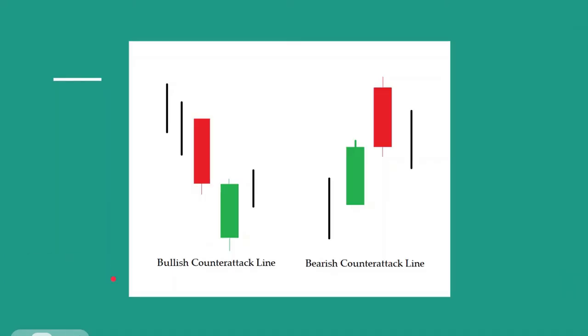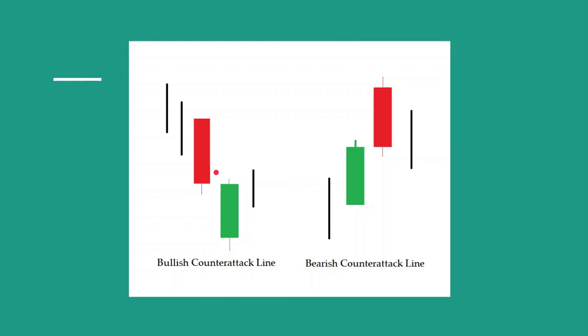The next patterns I'm going to talk about are counterattack lines. Counterattack lines are formed when opposite colored candles have the same close. In this slide, the bullish counterattack line occurs during a decline. As you can see it here, the initial candle in this pattern is usually a red candle. You can see it here.